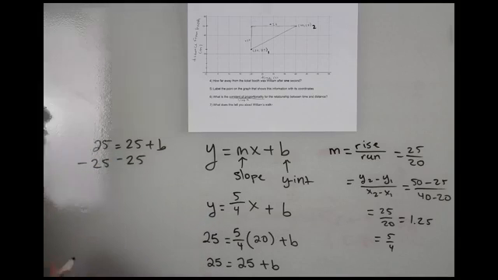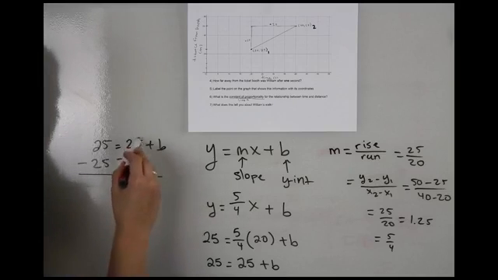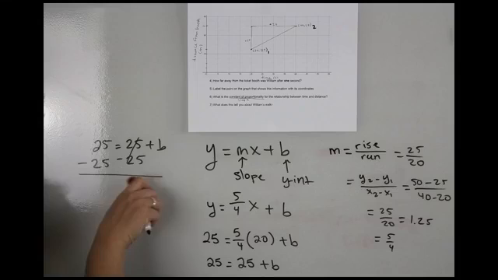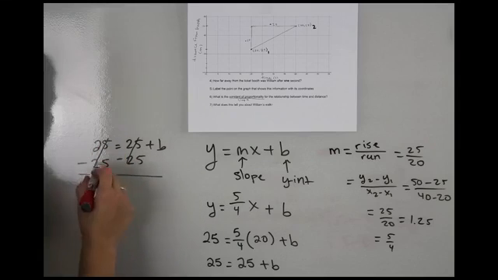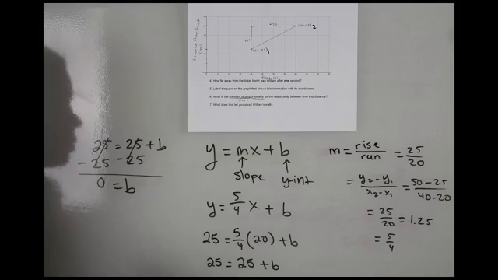Can you still see this okay? Yeah, all right. So this is gonna eliminate 25 here. So this is gonna become 0 plus b, so we don't need that. And this is gonna be 0, all right? So the b is gonna be equal to 0.